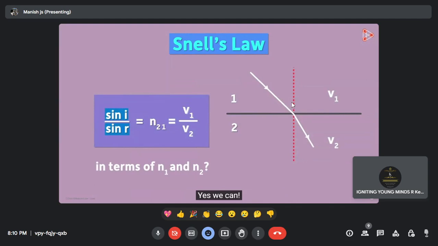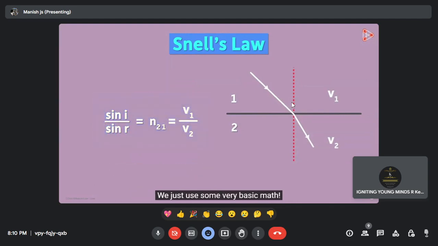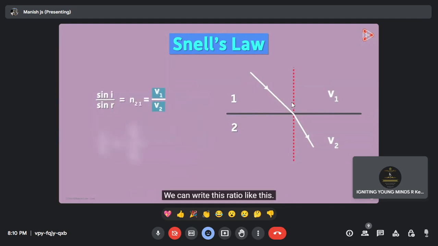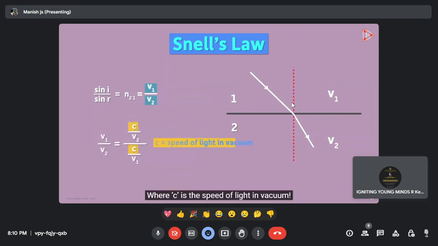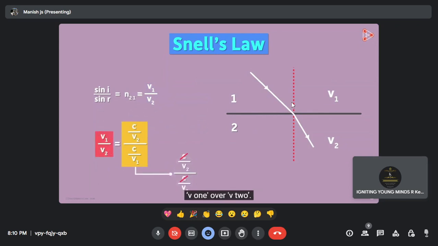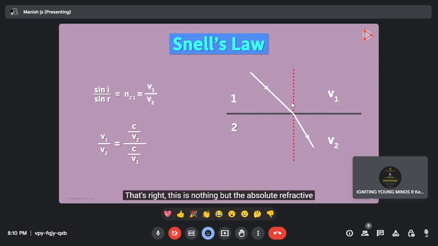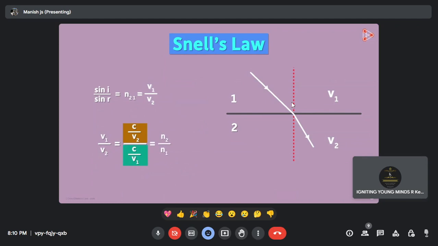Yes, we can. We just use some very basic math. We can write this ratio like this, where c is the speed of light in vacuum. If you simplify this ratio, we will get V1 over V2. And can you guess what the numerator and the denominator are equal to? That's right. This is nothing but the absolute refractive index of medium 2, and this is the absolute refractive index of medium 1. That was another way of understanding Snell's law.